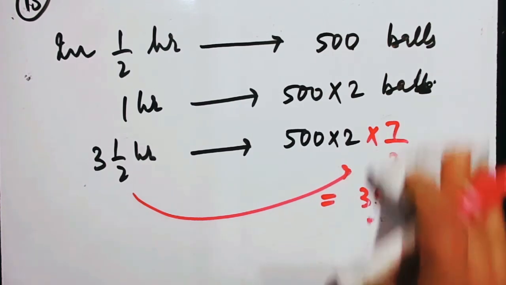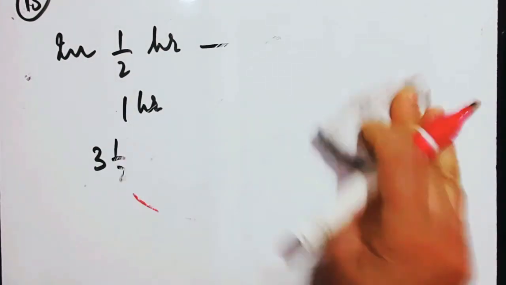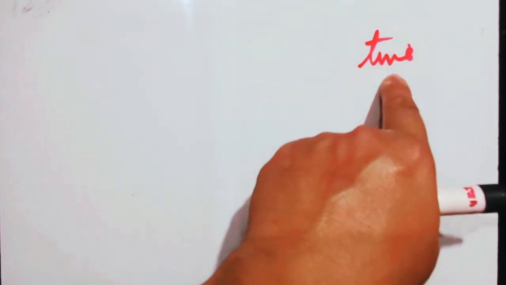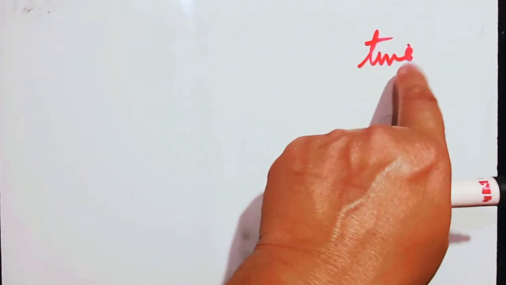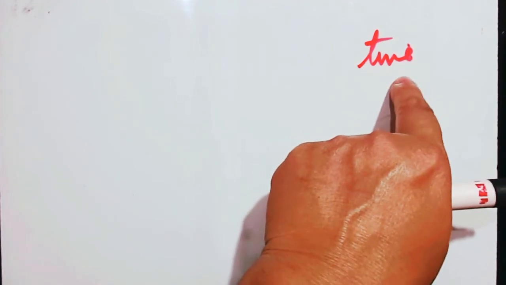Now, number 19 is also of the same type. If in a school mess 20 children consume a certain quantity of ration in 6 days, 5 children did not return, how long will the ration last? So, it's somewhat similar to the other one. Still, I am going to do it. They are asking about time, so time should be on this particular side.